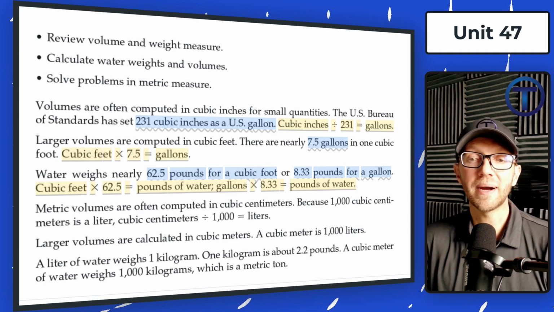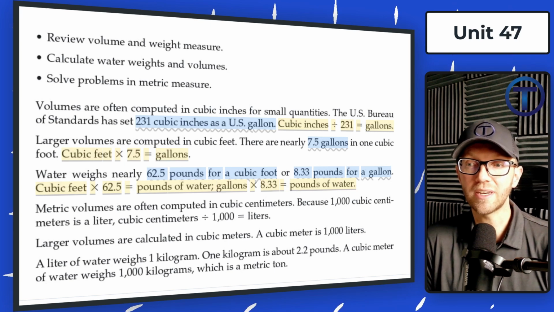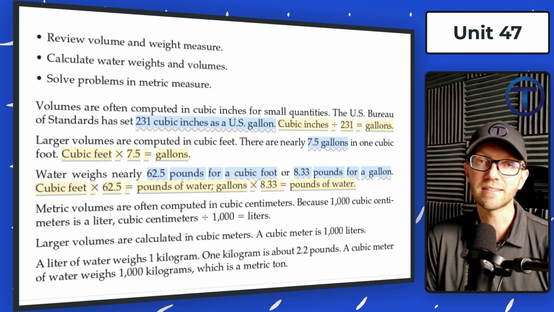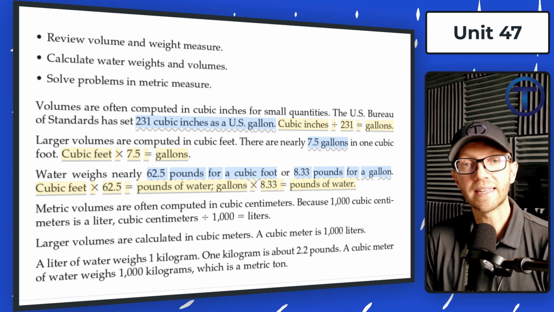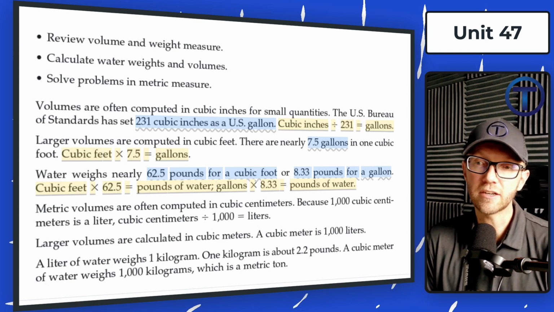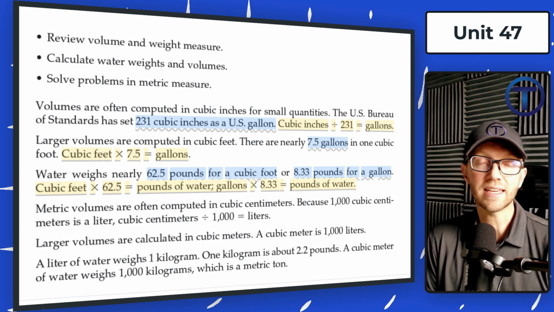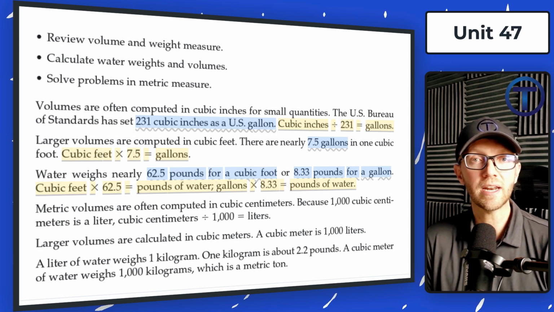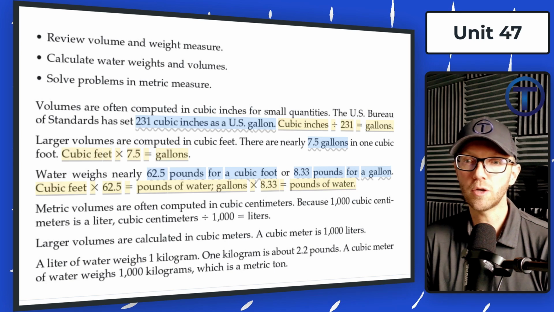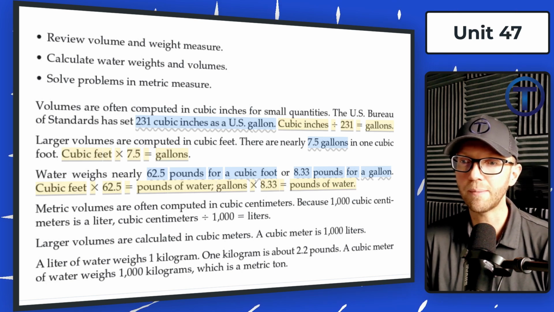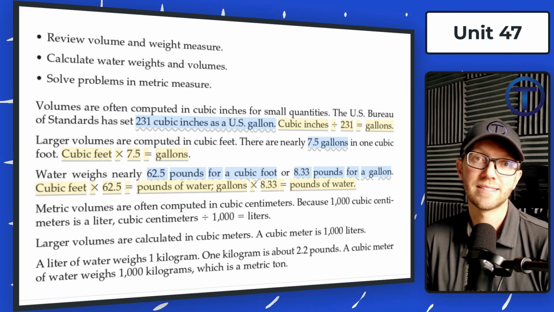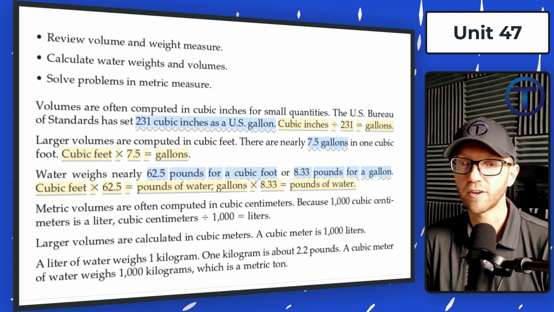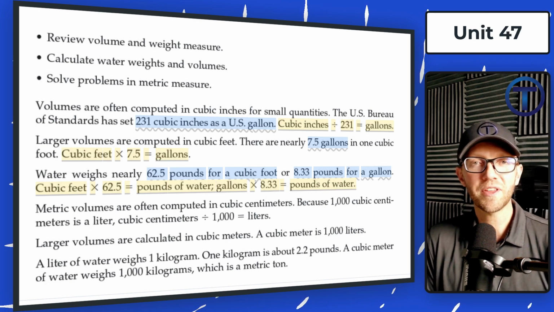Metrics, as you know, are much simpler. So metric volumes are often computed in cubic centimeters because 1,000 cubic centimeters is a liter. So if I'm trying to figure out how many liters I have and I have cubic centimeters, I just divide by 1,000 and I get my liters. Once again, jealous of the metric system. Why are we not using the metric system? These are crazy numbers. 231, 7.5, 62.5, 8.33. But we're stuck with it. The standard American weights and measures, whatever. I'll put away my gripe. Let's move on with our examination of metrics.